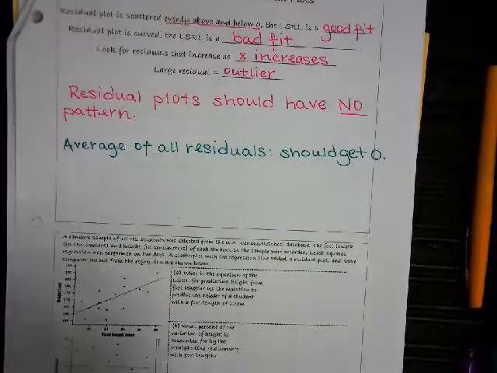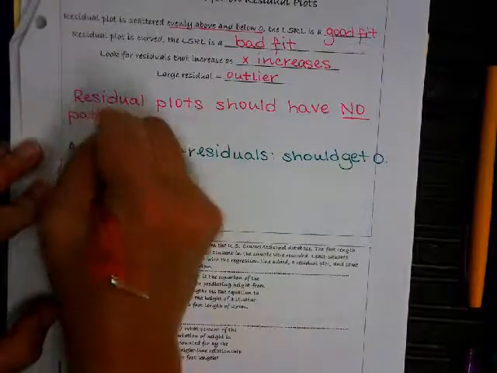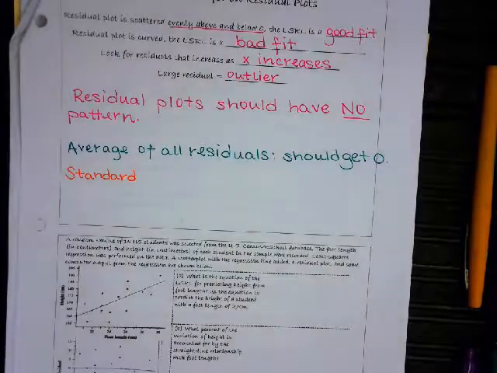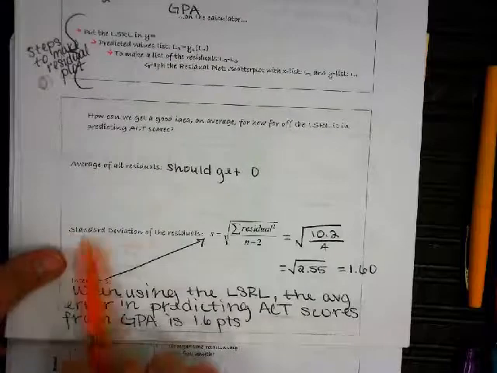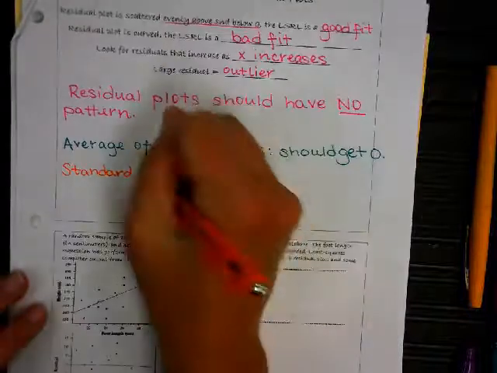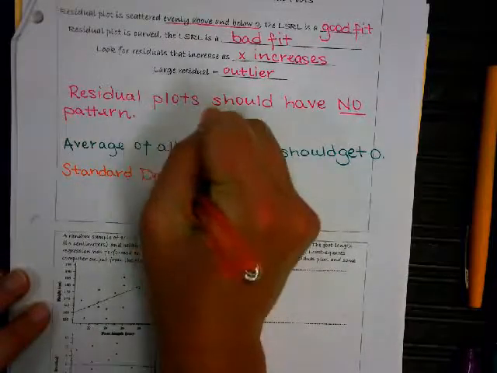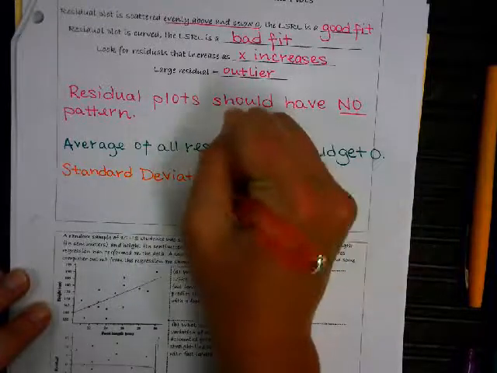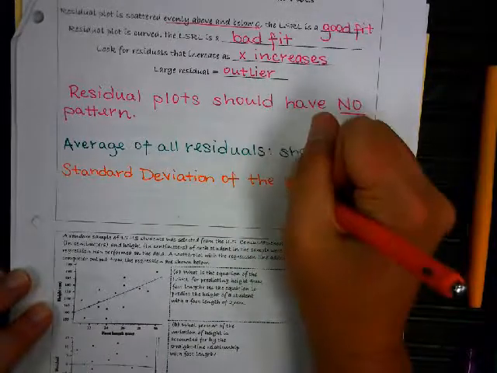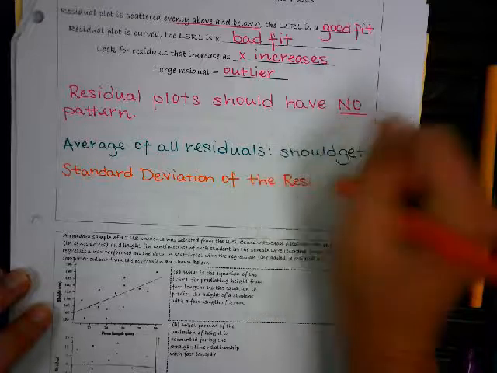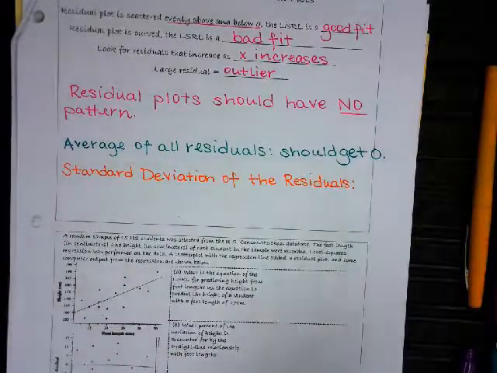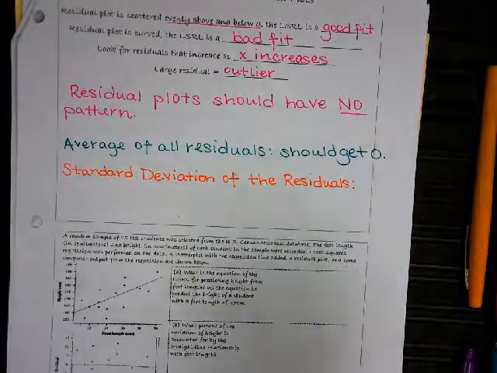And you guys have that formula on your paper. It says it on your paper, right here. Standard deviation of the residuals, S. Mine just doesn't have it printed because I'm using an old one. You do not need to know this formula. It's not one you have to memorize. It will be on the AP formula sheet, but you don't need to memorize it.